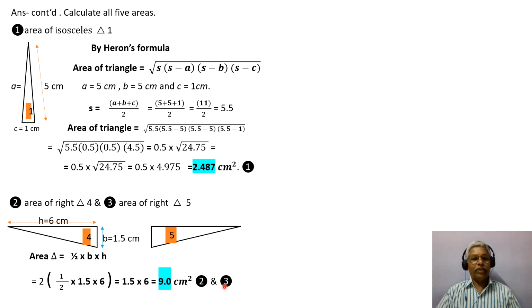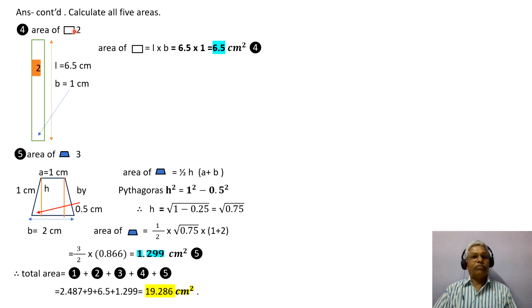Next, on another slide. So answer continued. Calculate for all 5 areas. We have calculated 3. This is fourth one. This is a rectangle marked as 2 in the figure. So this is 6.5. This is 1 centimeter. So area of rectangle is L into B equals 6.5 into 1, is 6.5 centimeter square.